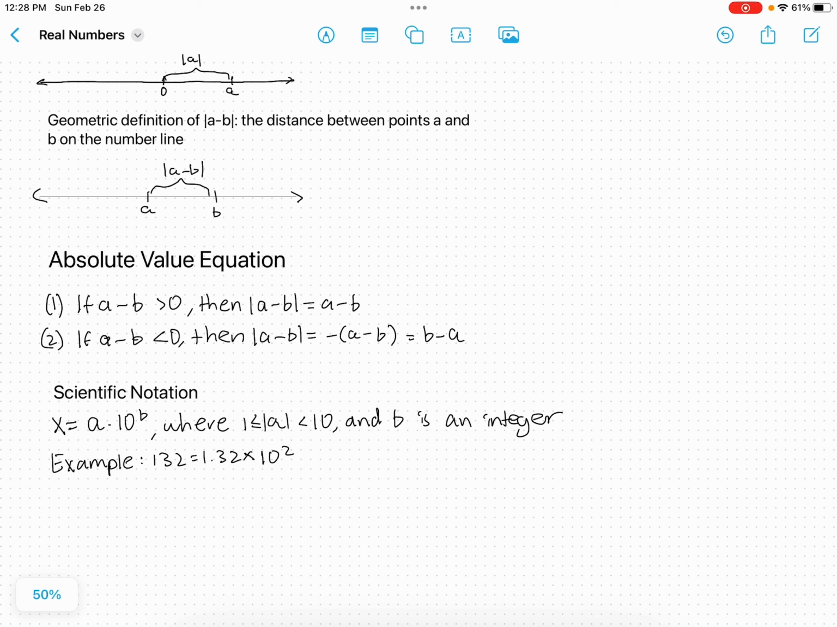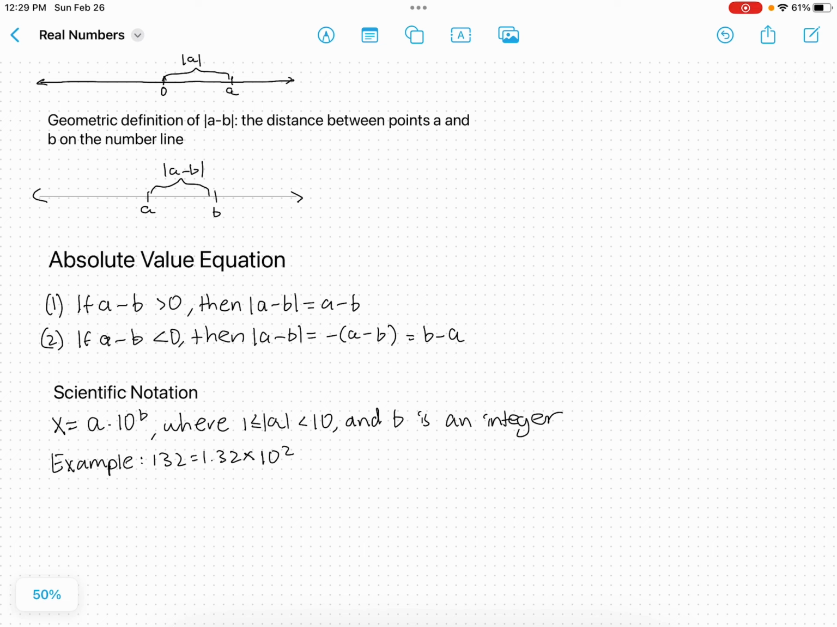Lastly, scientific notation. Scientific notation is a way of expressing numbers that are too large or too small in the form of a times 10 to the power of b, where 1 is less than or equal to the absolute value of a, less than 10, and b is an integer. For example, 132 equals 1.32 times 10 squared.